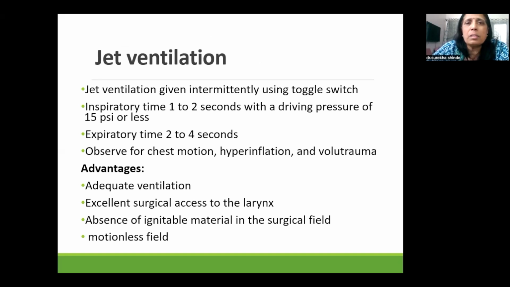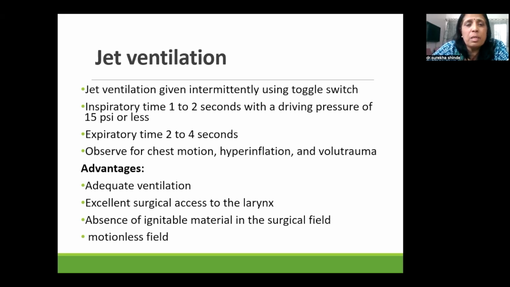So it is given intermittently using this toggle switch for 1 to 2 seconds inspiratory time with the driving pressure of 15 psi. It is directly attached to the pulse machine and giving expiratory time of 2 to 4 seconds only. You have to observe chest movements, whether it's inflating, and that definitely can cause volume trauma because a lot of pressure is going into giving a jet.